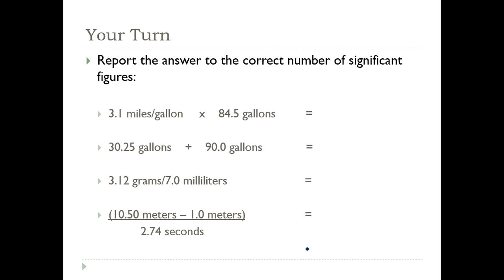Okay, so your turn. Report the answers to the correct number of significant figures. So pause the video, work through these problems, come back.